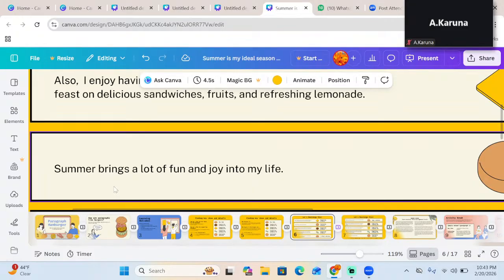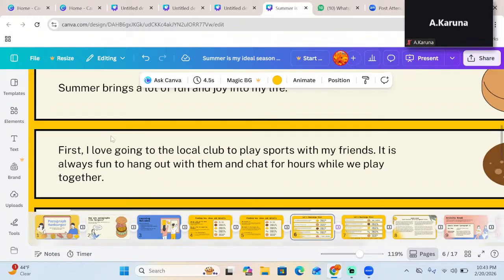Summer brings a lot of fun and joy into my life. This one doesn't sound like a supporting evidence to me because it doesn't give evidence to why he thinks summer is important to him. Yes, it does say it brings a lot of fun and joy into his life, but it's not specific. It's very vague, and it doesn't really build off on anything else that he's saying. Okay, so let's go to the next one.